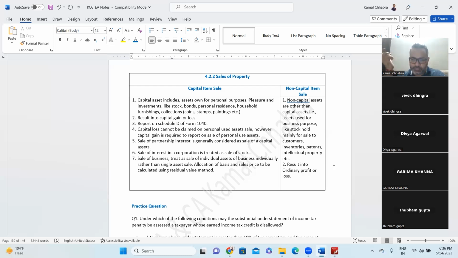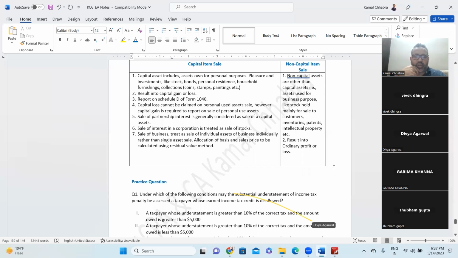Partnership interest means share in partnership. Interest means how much you are owning, how much percentage of the partnership you are owning. Partnership interest means what is your share in the partnership, right? If we sell that interest, then the gain is taxable? Yes, that will be considered as a capital gain. Good? Yes, sir.